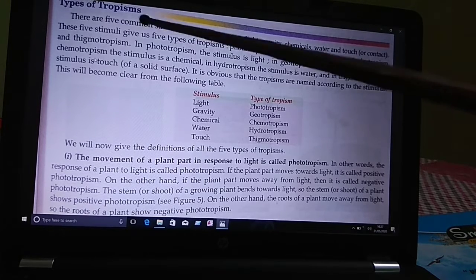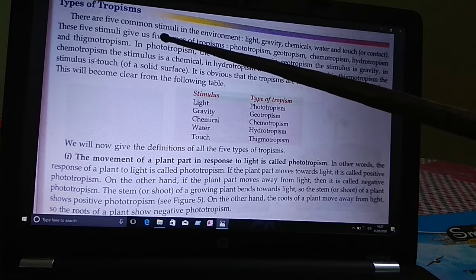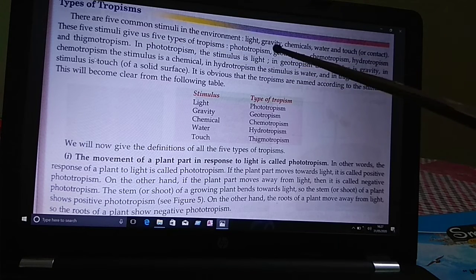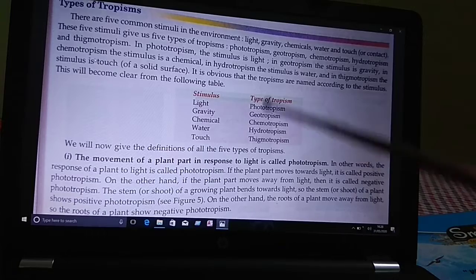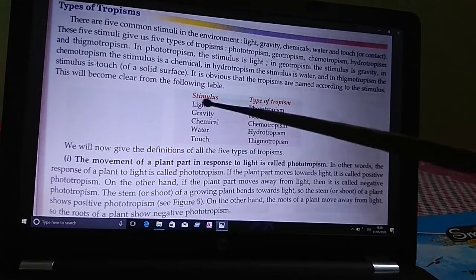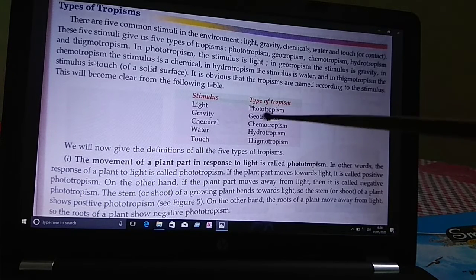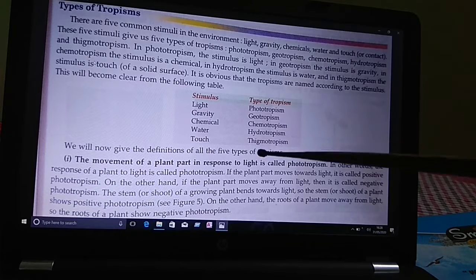There are mainly 5 types of common stimuli in the environment: light, gravity, chemicals, water and touch. These 5 stimuli give us 5 types of tropism: phototropism, geotropism, chemotropism, hydrotropism and thigmotropism. You can see here the stimulus and tropism. Types of tropism: light, gravity, chemical, water, touch, and phototropism, geotropism, chemotropism, hydrotropism, thigmotropism.